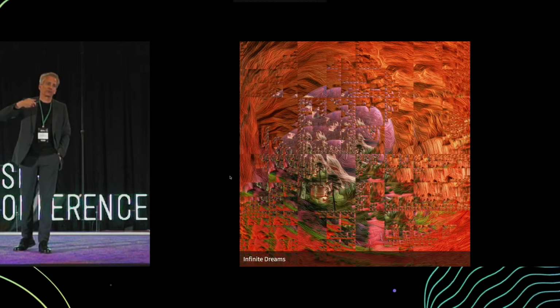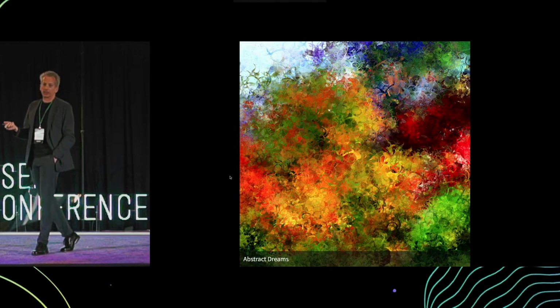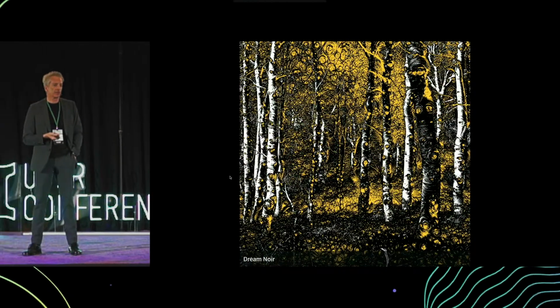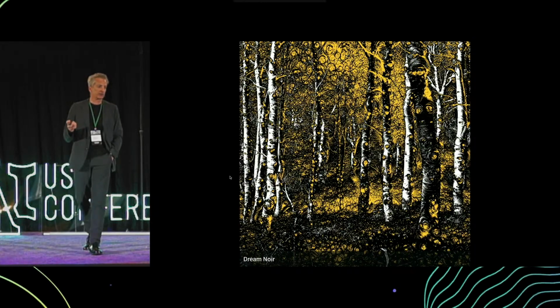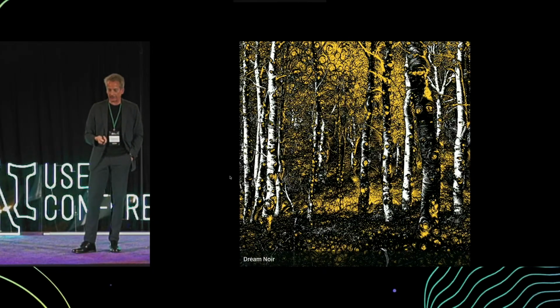Then I sort of played around with other art movements, like this is my ode to Cubism, a form of refracted dreaming, a series I called Infinite Dreams, Abstract Dreams, Dream Noir. This is my sort of homage to Frank Miller, the graphic novelist who did a lot of graphic novels in black and white and one color. Did a little series on that.